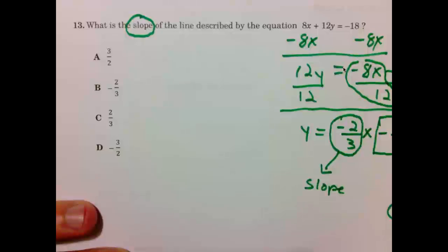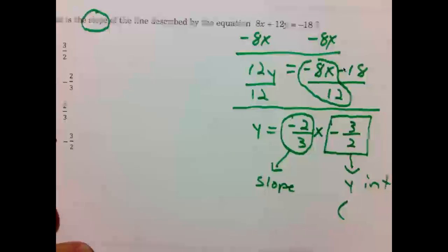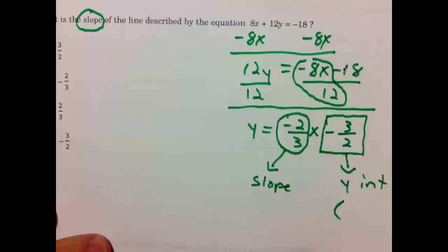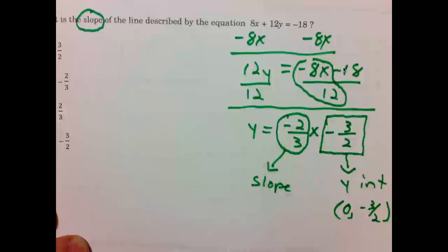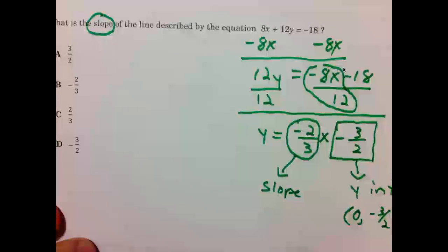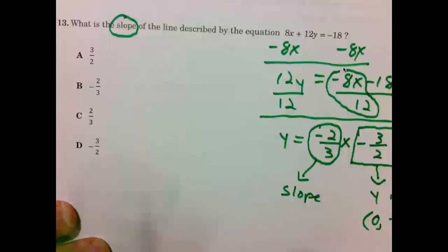That is the point 0, 3 over 2. Slope is the coefficient of x after we solve for y. The correct answer on number 13, therefore, is B.